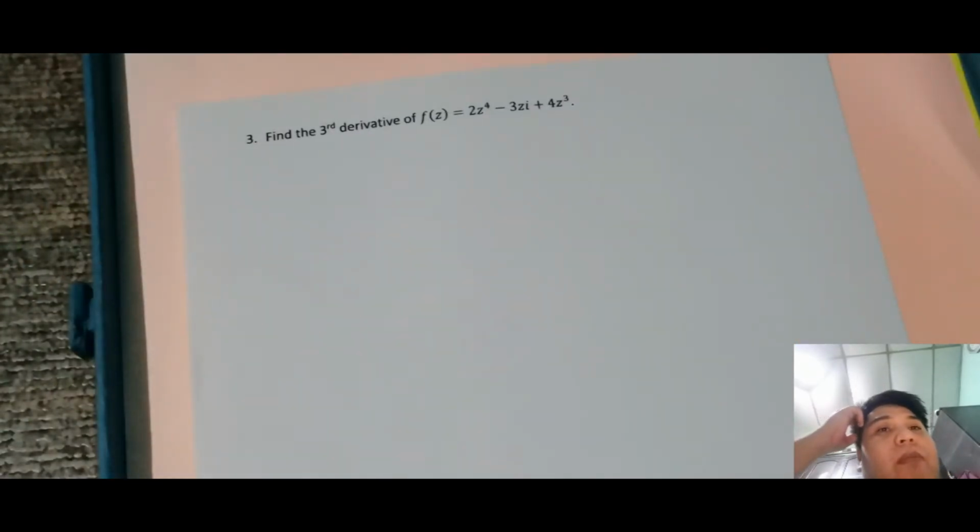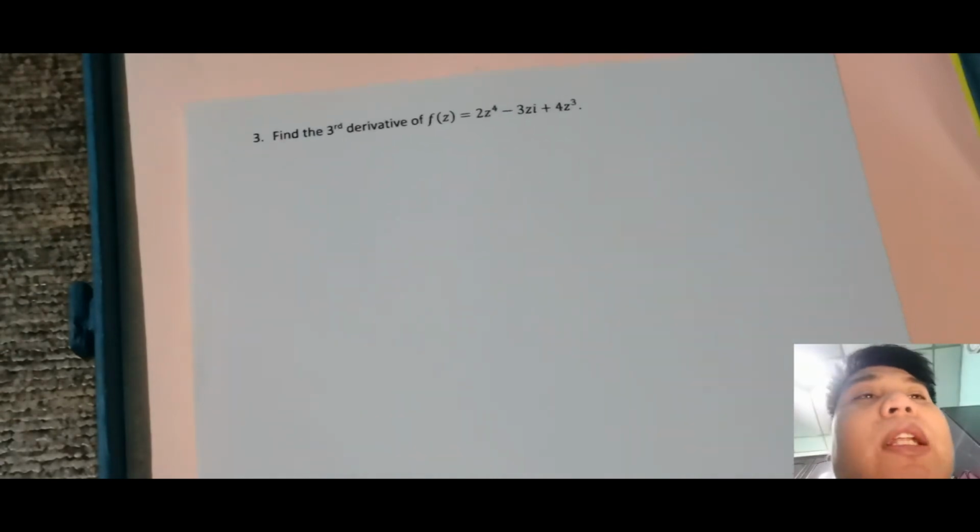Okay, so for number 3, find the third derivative of f of z is equal to 2z to the fourth minus 3zi plus 4z cubed. Okay, so gamitin natin si CTL. Try natin kung kaya. So ano ibig sabihin? Tatlong beses ko gagamitin si CTL. Tatlong beses ko gagawin yung f of z minus f of z naught.